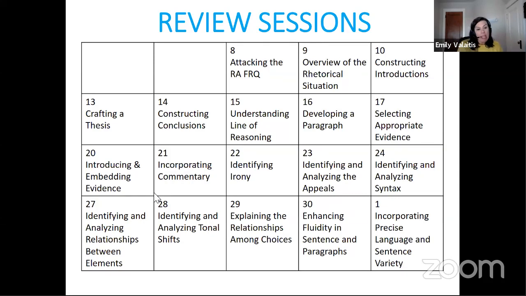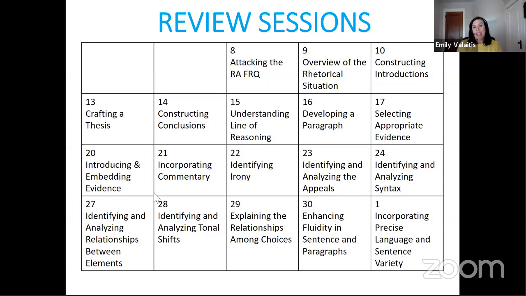Then on the 22nd through the 28th, that's when we're going to be looking at specific choices. So on the 22nd, we'll look at a passage that has irony in it. How do you pick up that irony? How do you recognize it? And then we'll move into things like syntax, tonal shifts.